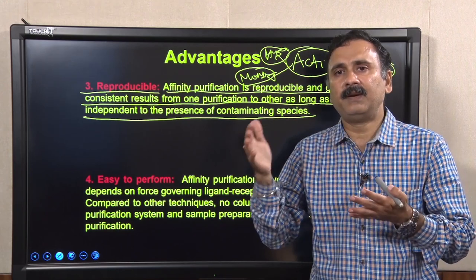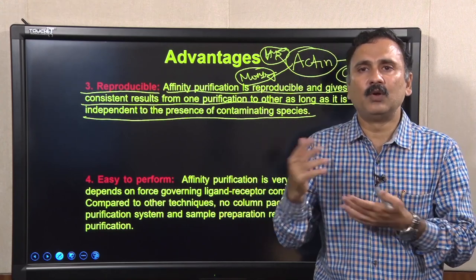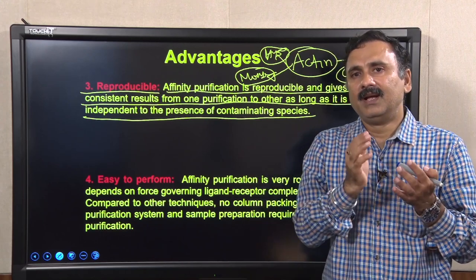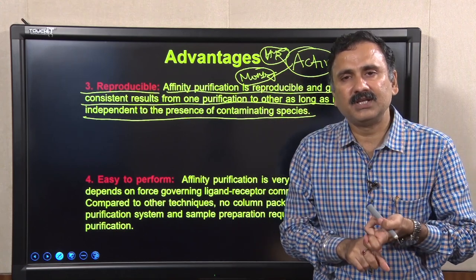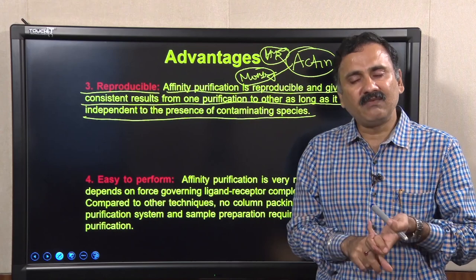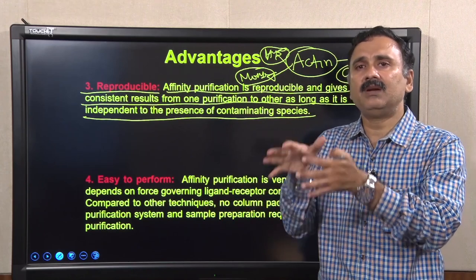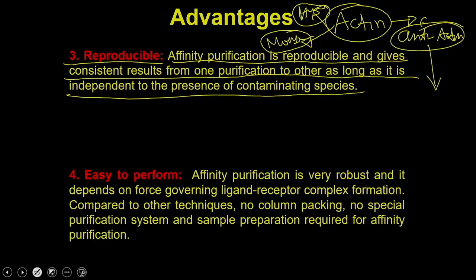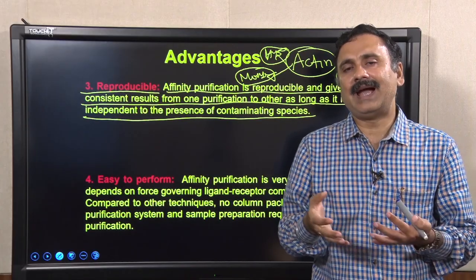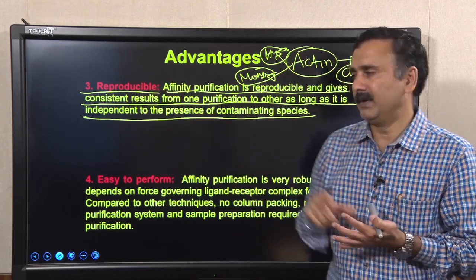Otherwise, whatever property you would like to exploit to purify the actin, all those proteins are also going to show similar properties. So that's why purification with the conventional chromatography techniques, whether it is ion exchange chromatography, hydrophobic interaction chromatography or gel filtration chromatography, depends on the contaminating species or contaminating proteins. Whereas in this case, it hardly matters as long as your anti-actin antibodies and the actin are good enough to bind, whether you are purifying the actin from the mouse or the human.